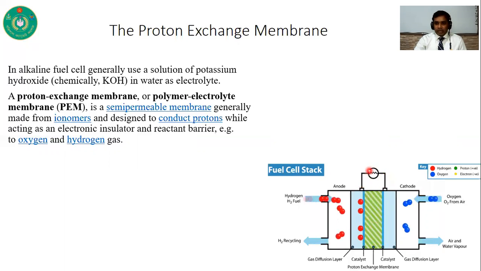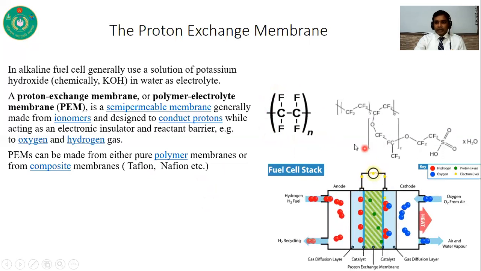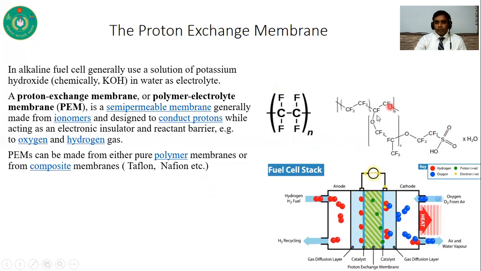Electrons will pass through the external circuit, but no electrons are passed through the proton exchange membrane. Only protons are passed through the proton exchange membrane. So a proton exchange membrane can be made from either a pure polymer membrane, or form a composite membrane. For example, Teflon and Nafion. Here you can see the structure of Teflon, and this is the structure of Nafion. So this is very important.